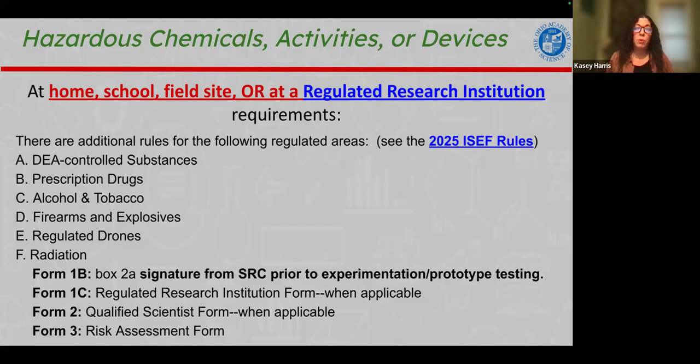And then there are additional rules for the following regulated areas. If a student's using a DEA controlled substance, prescription drugs, alcohol and tobacco, firearms and explosives, regulated drones, and or doing a study involving radiation, there are additional rules and they may need additional forms. So again, I've linked the information here for if you have students using these. I don't think there are probably many students using any of these regulated areas though, but I could be wrong.